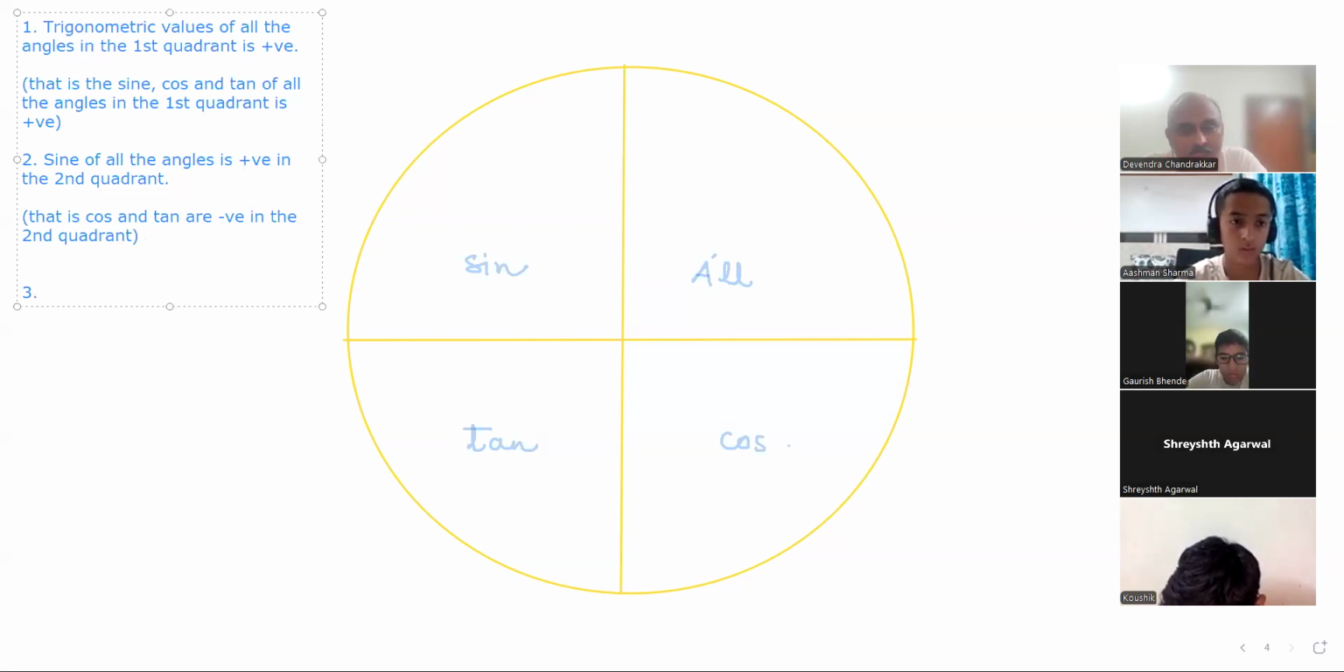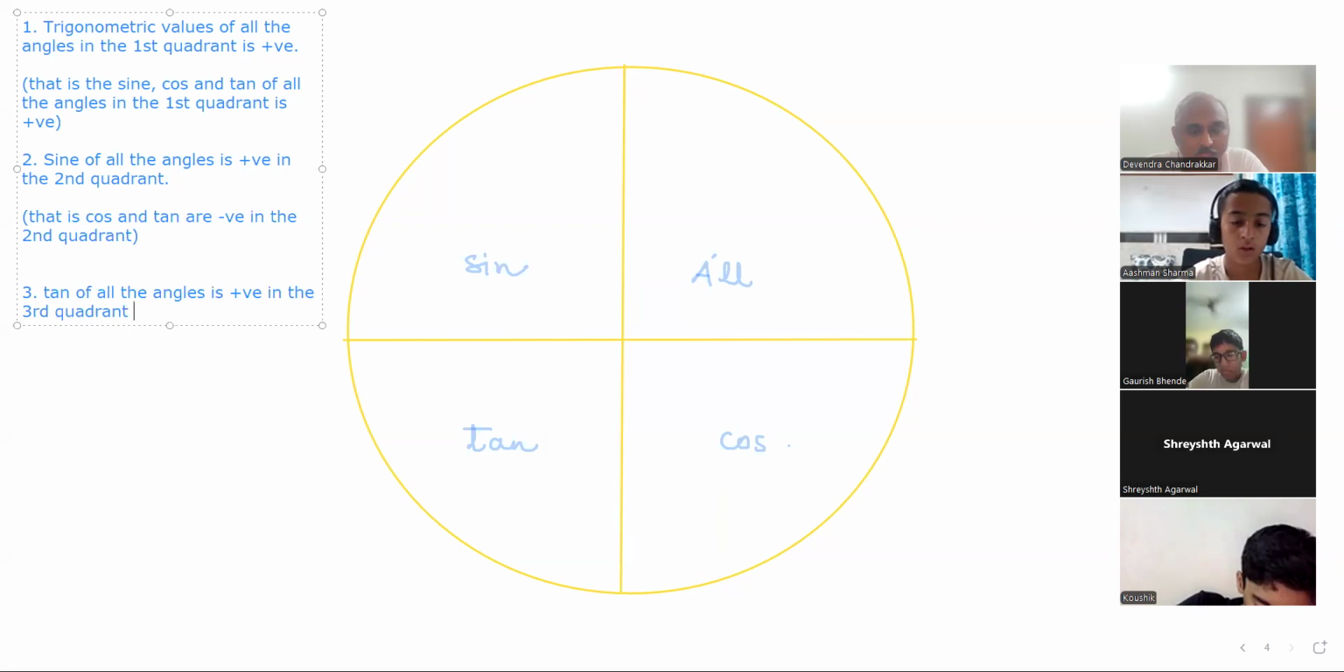Third is tan of all the angles is positive in the third quadrant. Okay? That is, sine and cos are negative in it.